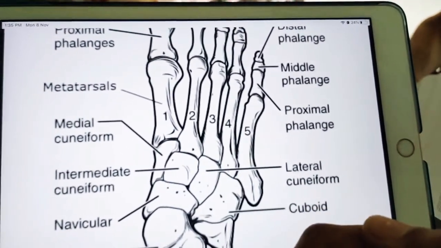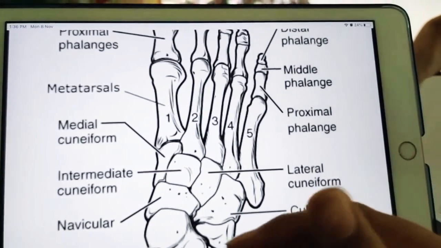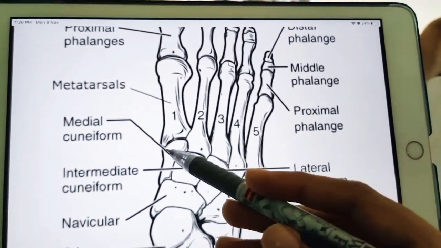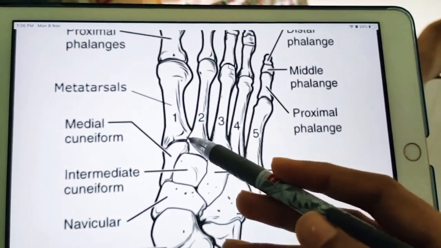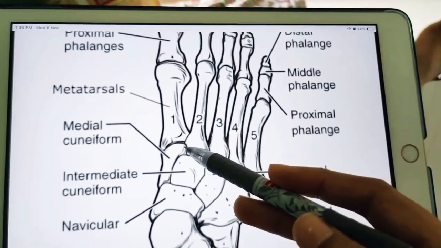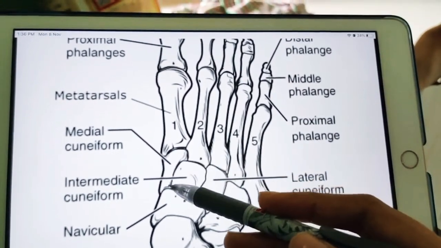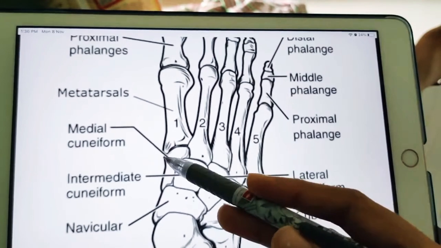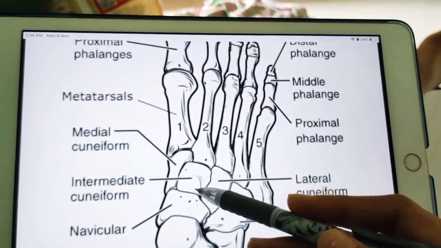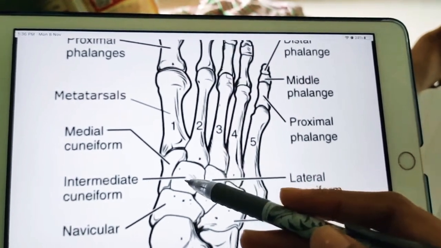So this is about the medial cuneiform. Just remember, the medial cuneiform proximally attaches to the navicular bone and distally attaches to the first metatarsal. On the anterior lateral side it also attaches to the second metatarsal, and medially it does not have any articular surface, whereas laterally it will attach to the intermediate cuneiform bone, right?